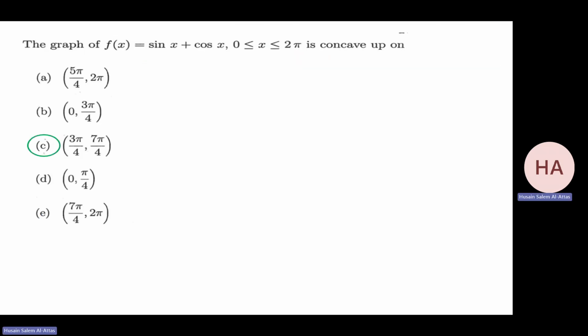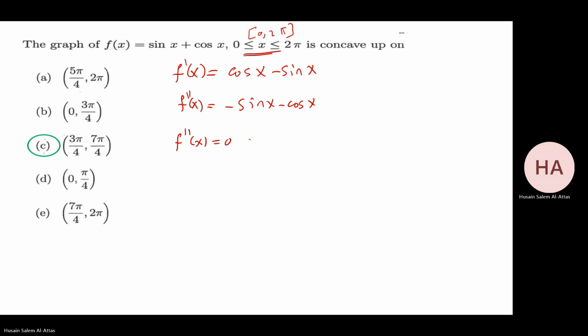The graph of this function concave up. It means I need to find f double prime. He gave me a specific interval, not the domain of all real numbers. Okay, find f prime, it will be cosine x minus sine x. Find f double prime, that will be minus sine x minus cosine x. You have to find f double prime equals zero. That will give me sine x equal minus cosine x.